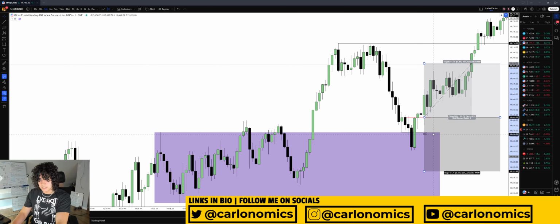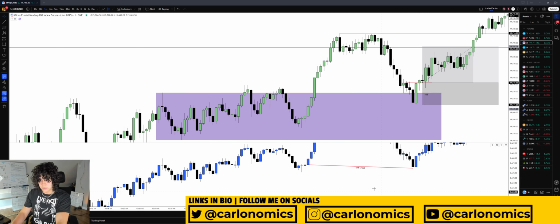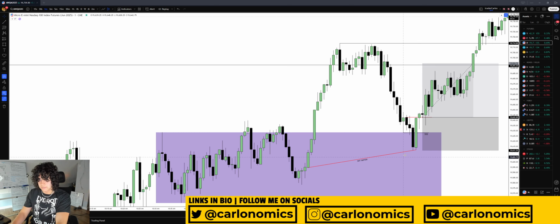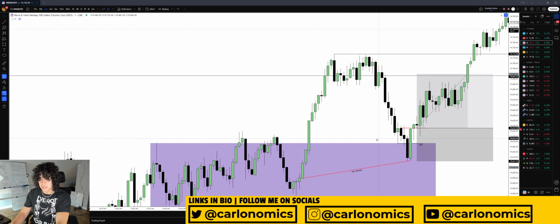Do we have SMTs at the lows as well? Let's see. Boom, SMTs. This low, ES took, but NQ didn't. So these are your SMTs at the lows. So SMT, short-term liquidity raid, changing the state.